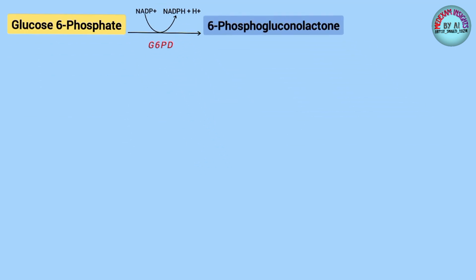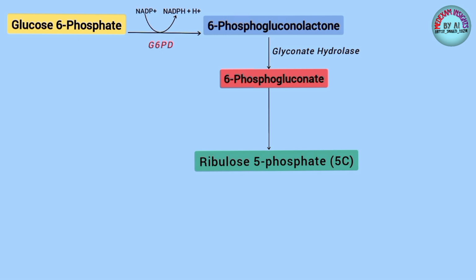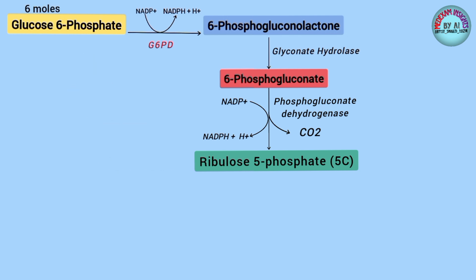In the next step, 6-phosphogluconolactone is hydrolyzed by the enzyme gluconolactone hydrolase to 6-phosphogluconate. The 6-phosphogluconate then undergoes decarboxylation to give the 5-carbon compound ribulose 5-phosphate in the presence of phosphogluconate dehydrogenase enzyme. This reaction also involves the synthesis of NADPH. Now, if we take 6 moles of glucose 6-phosphate, we will get 6 moles of ribulose 5-phosphate. Also, till now, it is called the oxidative phase.